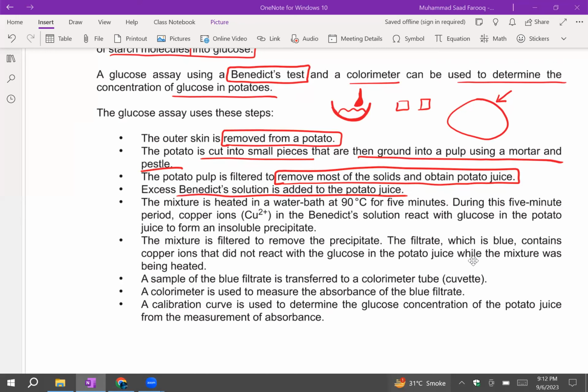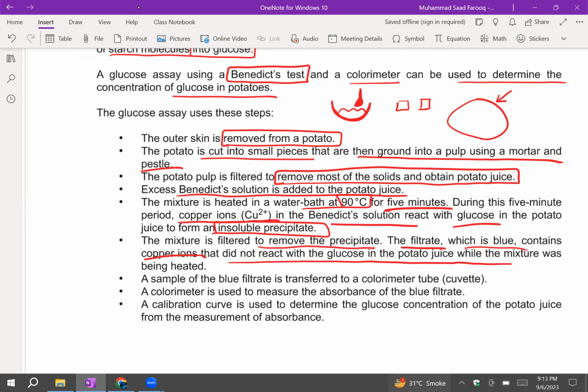Right. So now they're saying that this mixture is heated using a water bath at 90 degrees centigrade for 5 minutes. And during this 5 minute period, copper ions in the Benedict solution react with glucose in potato juice to form insoluble precipitates. And the mixture is filtered to remove the precipitate. The filtrate, which is blue, contains copper ions that did not react with the glucose in potato juice while the mixture was being heated.